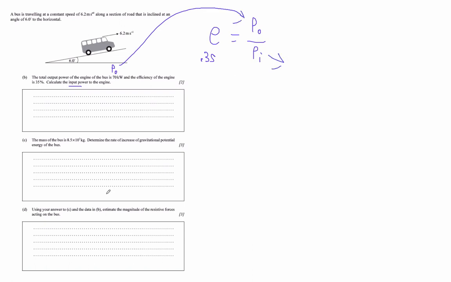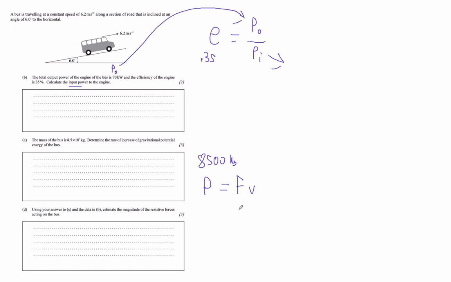All right. Then the next one says, the mass of the bus is blank. Determine, so that's, by the way, 8,500 kilograms. Determine the rate of increase of gravitational potential energy. So this is going to be a power. So power is, and I would use force times velocity. This is what I did.